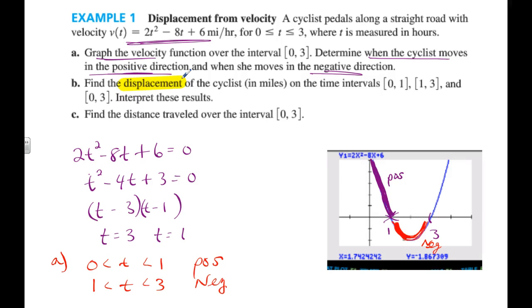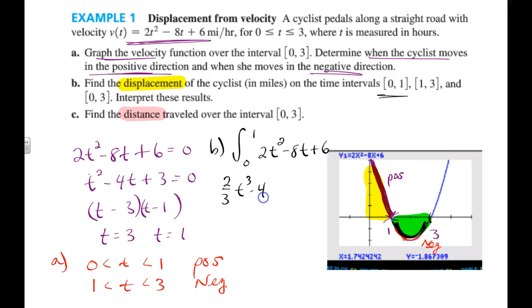In part B, they ask for the displacement, and the displacement is going to make a distinction between this positive yellow area and this negative green area. So remember, for displacement, I need to take into account positive and negative. When I get to the next example, distance is always positive. But for displacement, I'm going to keep the positive and the negative. So for part B, in order to find displacement between 0 and 1, which is where they want me to go first of all, I would integrate the function between 0 and 1. And by the fundamental theorem of calculus, I would come up with 8/3.